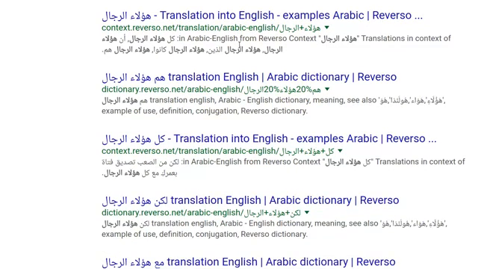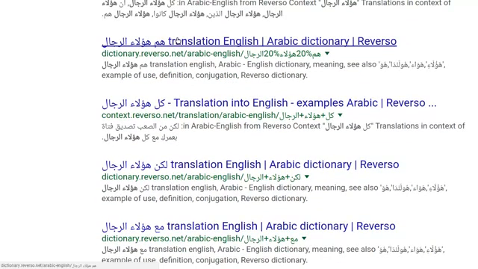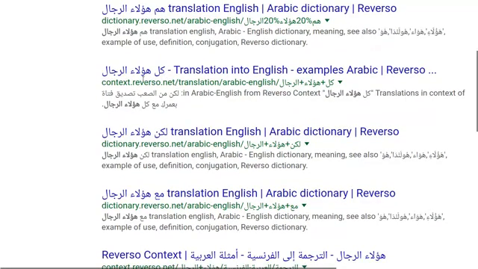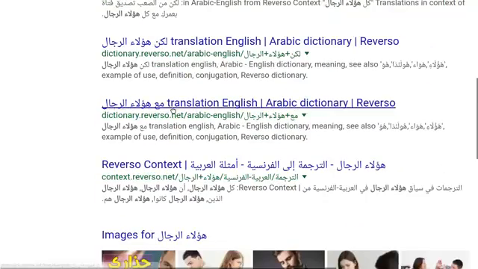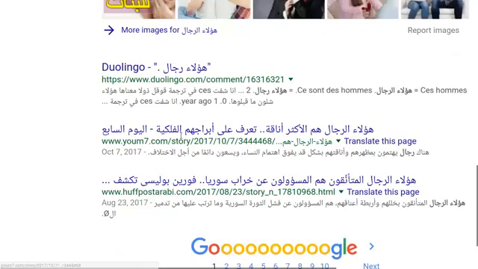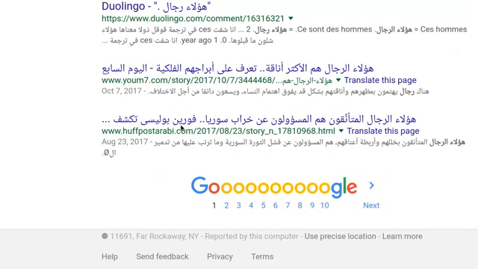The same website we were using before now has translate هؤلاء الرجال. That's 1 link. The second link, the same thing is being used. This is an Arabic dictionary: كل هؤلاء الرجال. So I have 1, 2, 3, 4, 5, 6, 7, 8, 9. Out of the 9 links, all of them are using هؤلاء الرجال. All right? So saying هذه الرجال is correct, but it's not commonly used. هؤلاء الرجال is what is commonly used in the Arabic language.